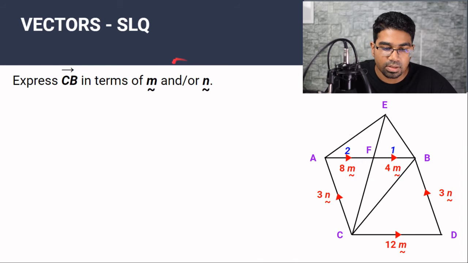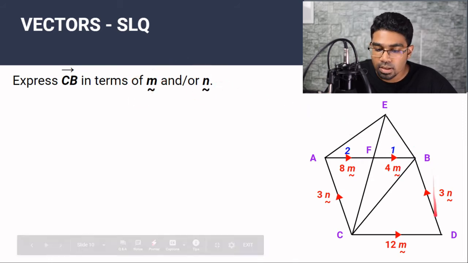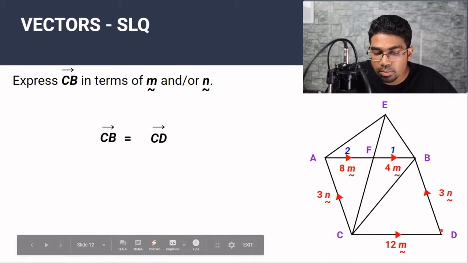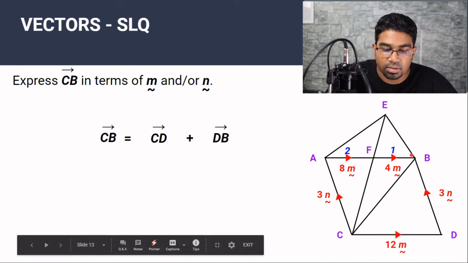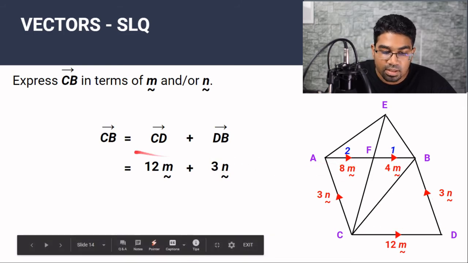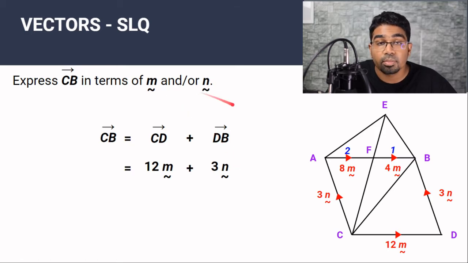So in this case, since we want it in terms of m and n, the simplest way to go about it would be either CA plus AB or CD plus DB. So this would be CD is 12m and DB is 3n. So we have CB is equal to 12m plus 3n in terms of m and n.